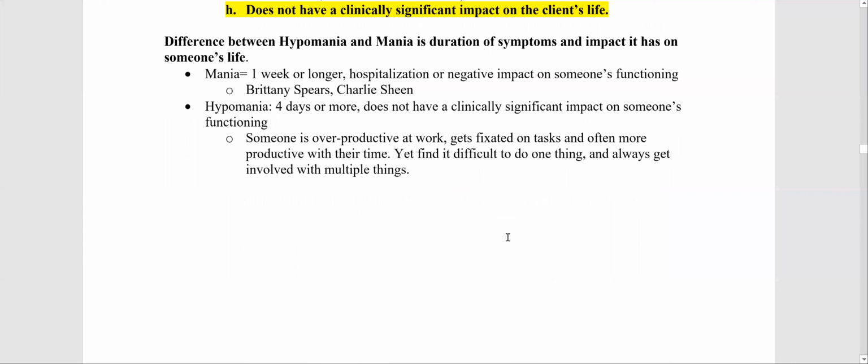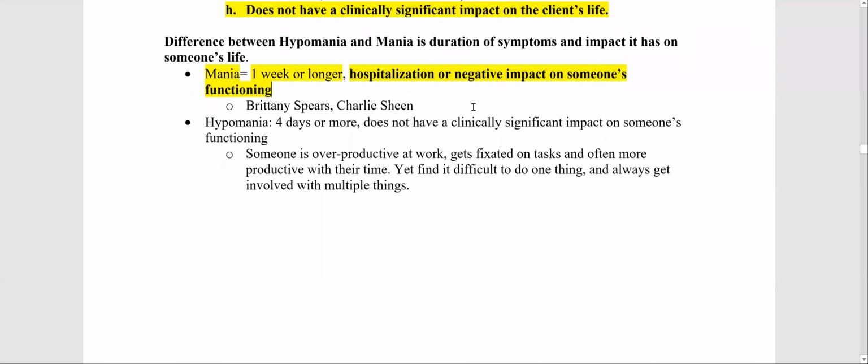So summarizing the difference between hypomania and mania, or bipolar 1 and bipolar 2, is the duration of symptoms and the impact it has on someone's life. So mania, often coined with bipolar 1, requires 1 week or longer. It has to have hospitalization or negative impact on someone's function. So having that clinically significant impact is super important as well. So a couple of examples: Britney Spears, when she shaved her head or dangled her baby over the balcony, she was not in her right mind and more manic.